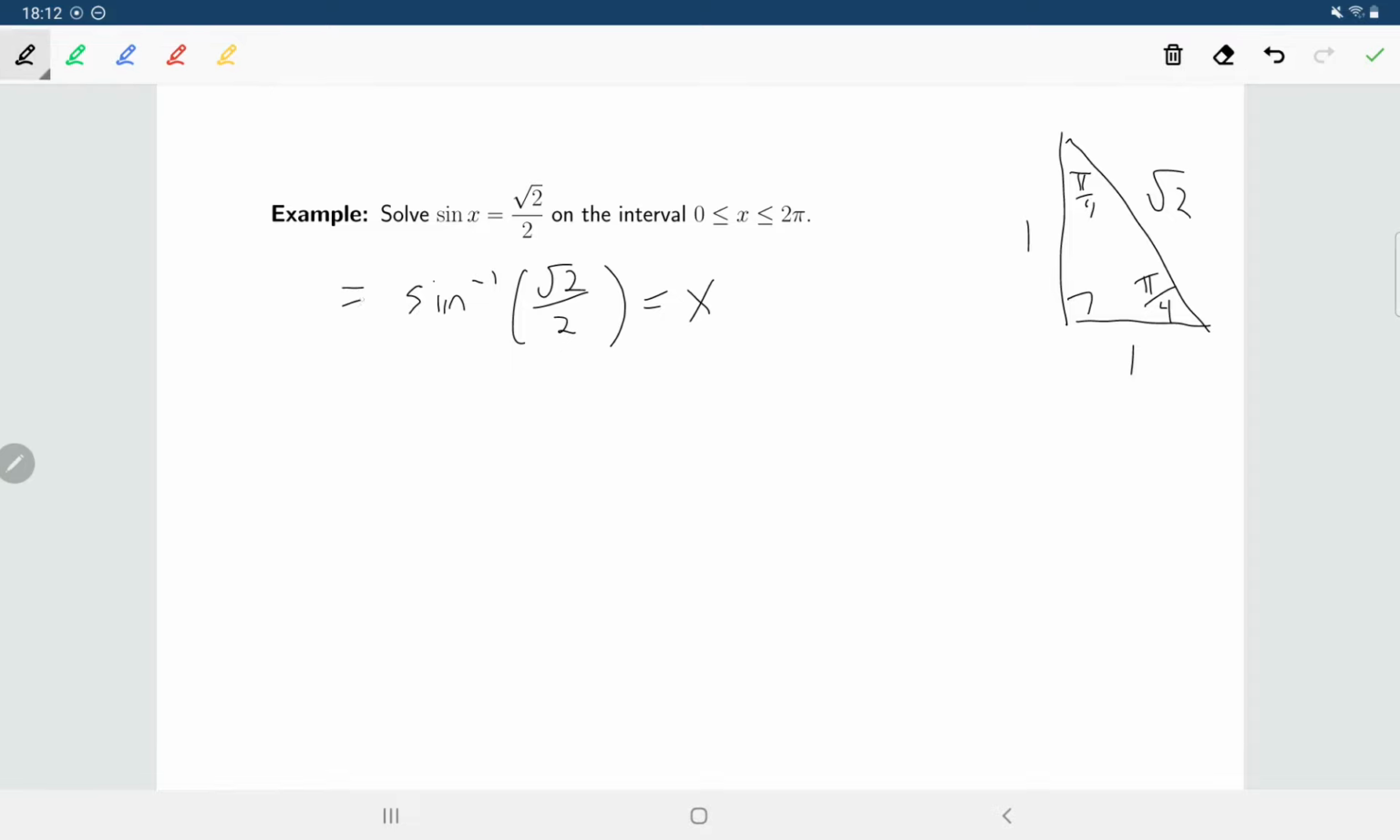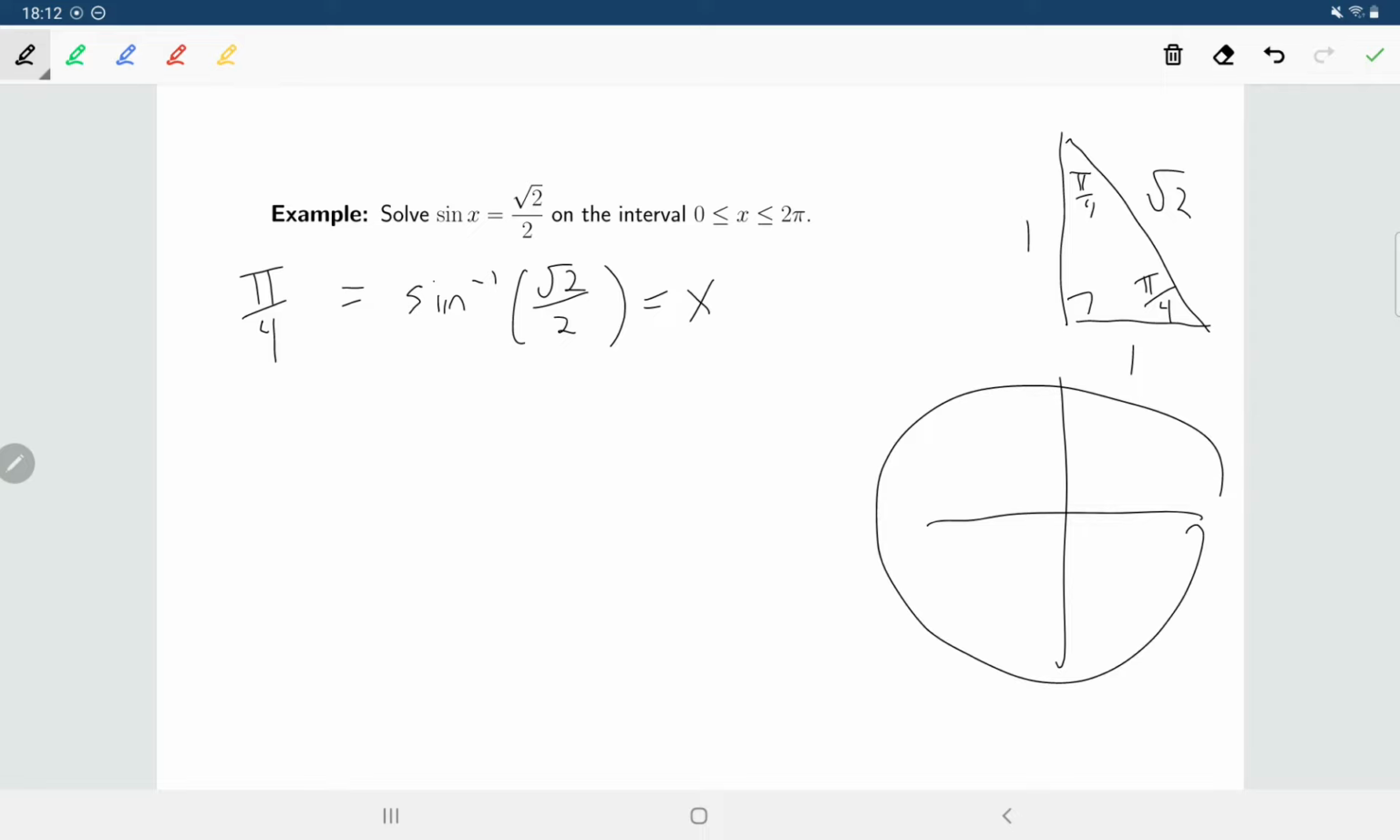Now again, that's only the solution that the inverse trig function gives you. That's not necessarily all the solutions that are in that interval. Because again, remember that sine inverse is only going to give us output that's between negative pi over 2 and positive pi over 2. And we're looking for any solutions between 0 and 2 pi, all within one full revolution.